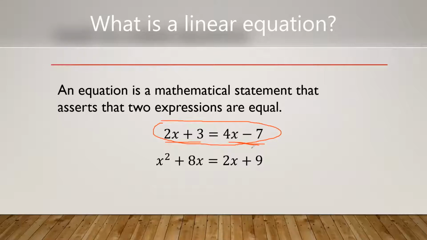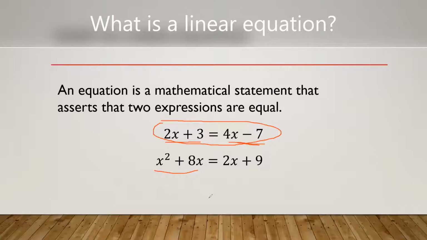We have x squared plus 8x. This is one expression. And the second expression is 2x plus 9. So this equation is telling us that these two expressions have the same value. They are equal. All right.